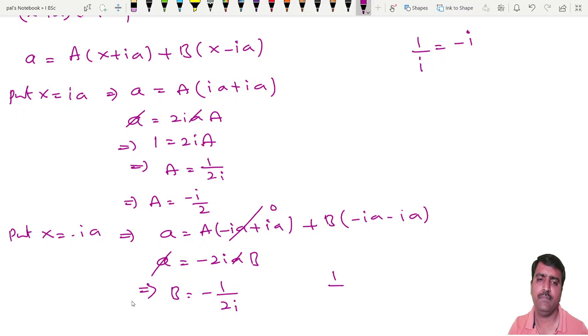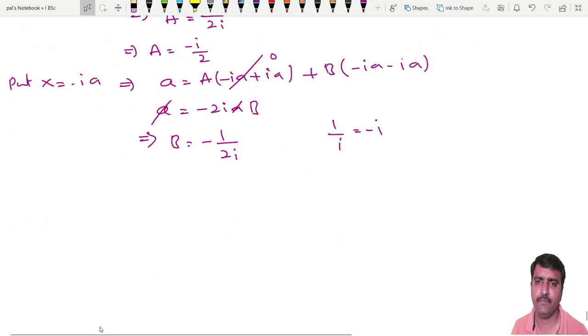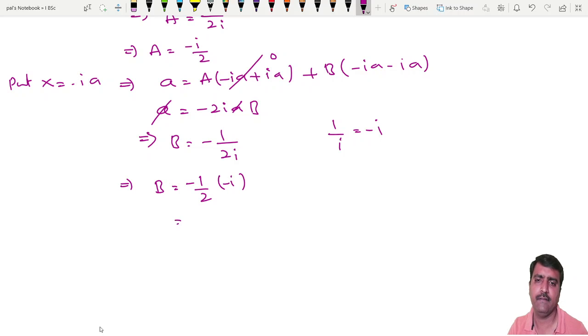So you know that 1 by i can be written as minus i. So the value of B is equal to minus 1 by 2 into minus i. So that is plus i by 2.